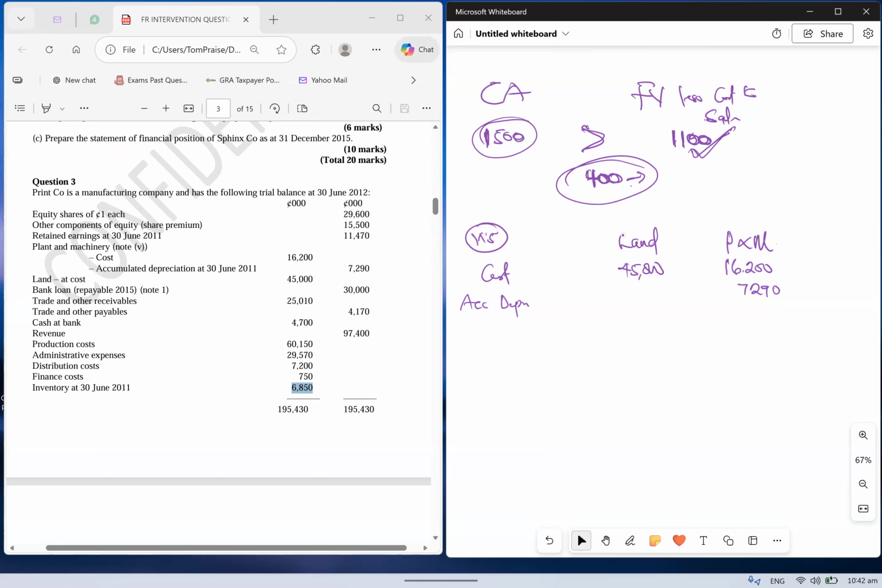So once you have 16,200, you should take away that one too, with its accumulated depreciation. It should go. So take note of that. We need to subtract that one too. NCA, because it's presentation; at the end of the day, you have the same answer. NCA held for sale.